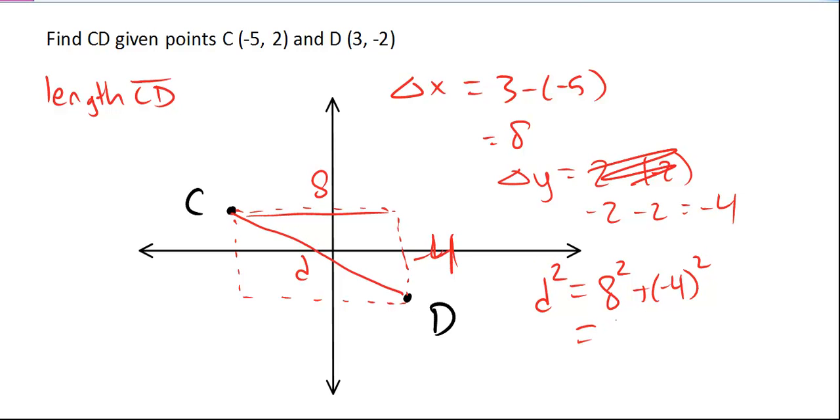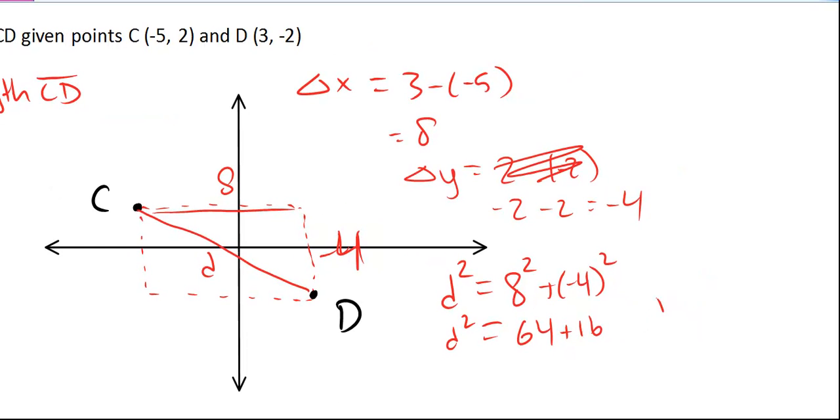So in this case, we get 64 plus 16 is equal to D squared, which means that D is equal to the square root of 80, which we can simplify as, hopefully you know this, square root of 16 times square root of 5, which gives me 4 root 5. That's my distance between points C and D.